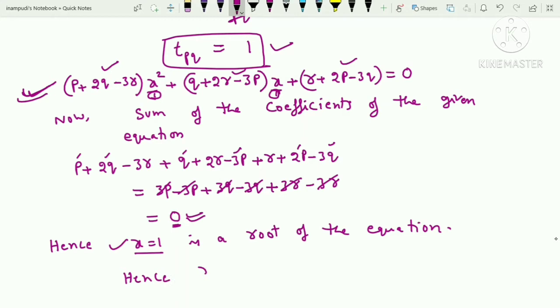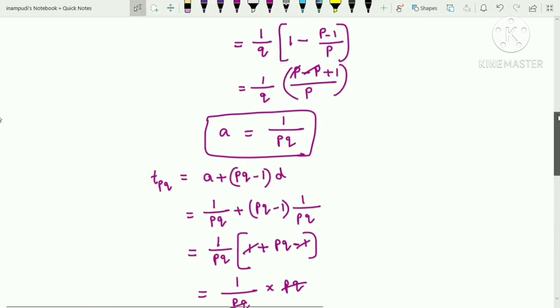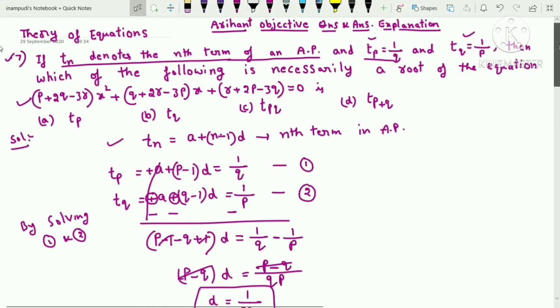Hence, x is equal to 1, TPQ is also 1. Therefore, TPQ is one root of the given equation. This is the answer. TPQ is one of the options. C is the correct answer. Therefore, TPQ is one of the roots of the given equation.